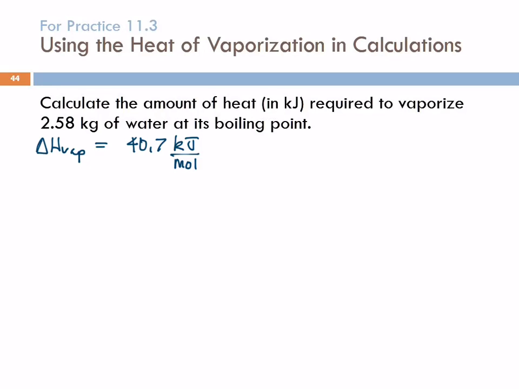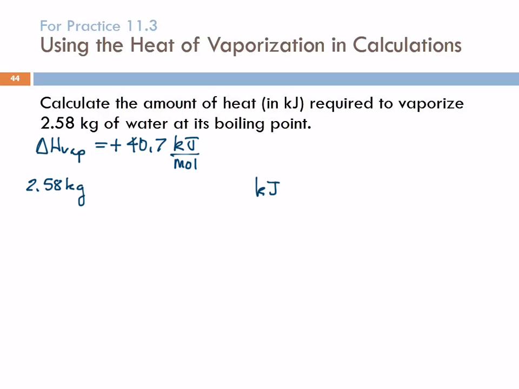So we are vaporizing. Is this going to be a positive number or a negative number? You have to put heat into it to vaporize it? Yes, we do. So this is going to be a positive number. There's no equation for this. It's dimensional analysis. So we're given 2.58 kilograms of water, and we want the amount of heat in kilojoules.